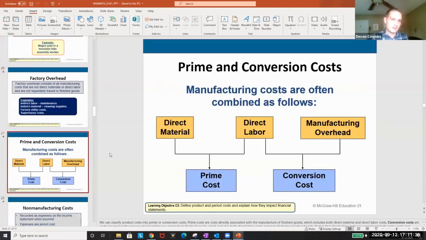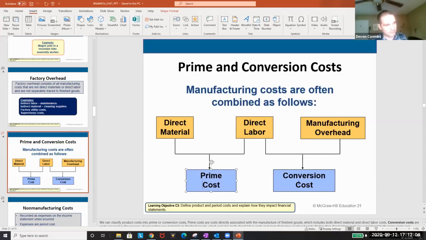And then finally, another way we can bucket it, again, this is just terminology, are prime costs and conversion costs. So direct material and direct labor together are known as prime costs. Direct labor and manufacturing overhead are known as conversion costs. The easy way to remember this is if it's direct, it's prime. That's the way I think of it. If it's direct, it's prime.